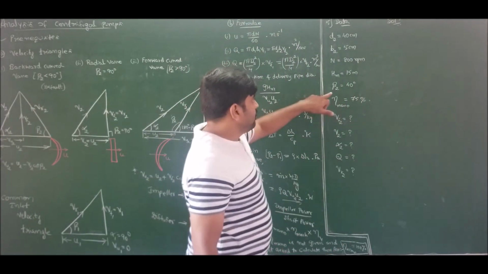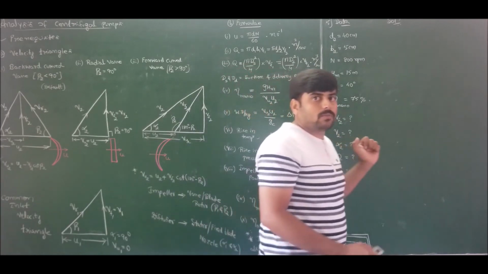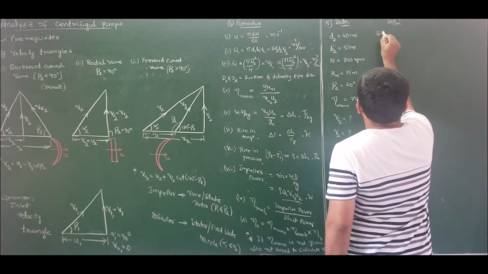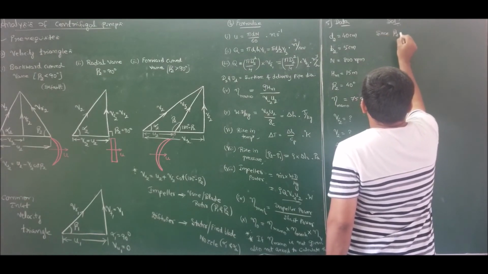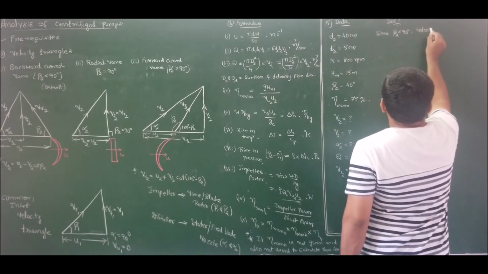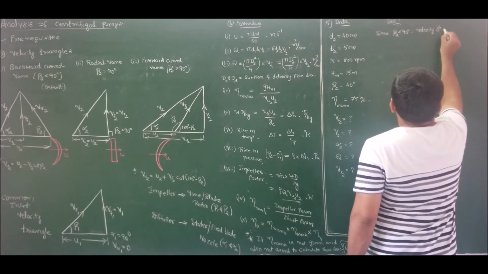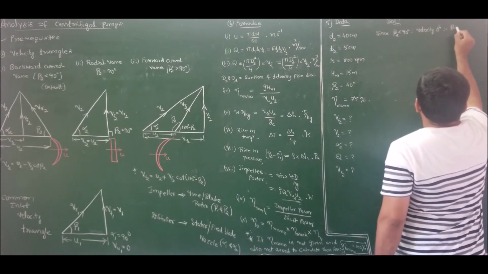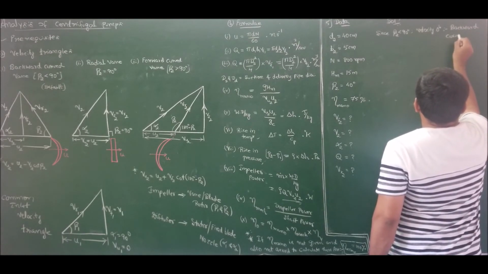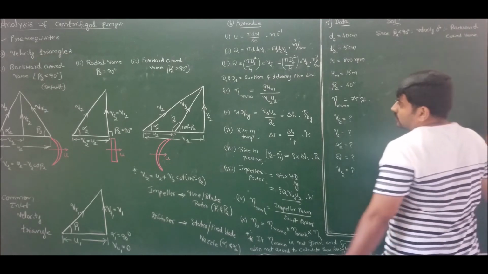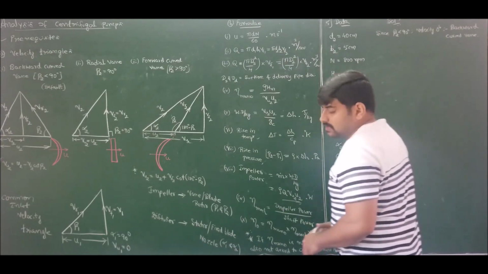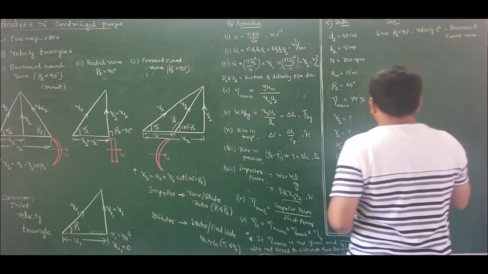If you clearly observe, beta 2 is less than 90 degrees, so therefore this is a problem on backward curved vane. So if I go for the solution, since beta 2 is less than 90 degrees, the velocity triangle will be the backward curved vanes velocity triangle. We know the velocity triangle for backward curved vane is nothing but the general velocity triangle for power absorbing turbo machines.